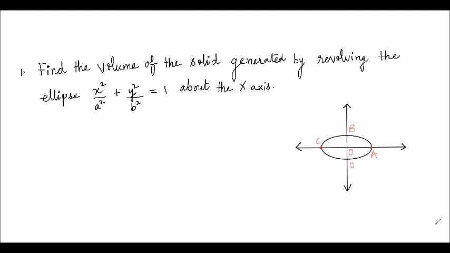So this is the first problem. We have to find the volume of the solid which is generated by revolving the ellipse about the x-axis. So here the fixed line about which we are revolving the area, the axis of revolution, is the coordinate axis, x-axis, and the curve is here an ellipse. We can see here in the figure we have considered the ellipse. We will be revolving the area bounded by this ellipse along this x-axis.